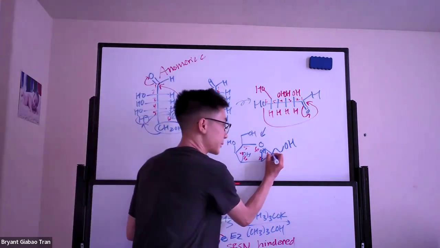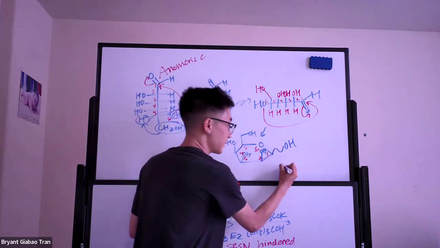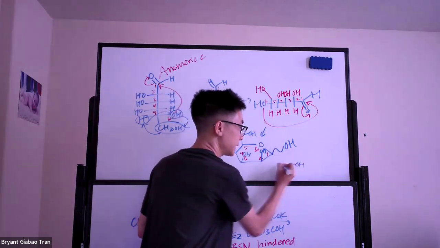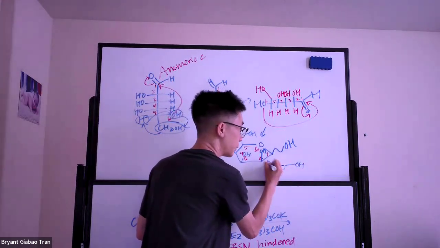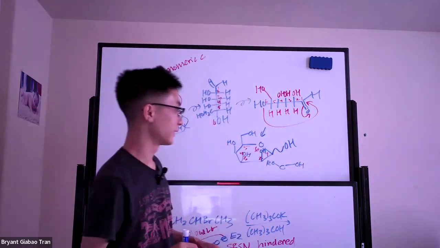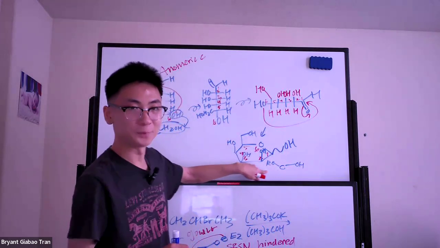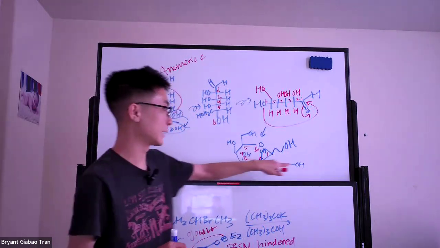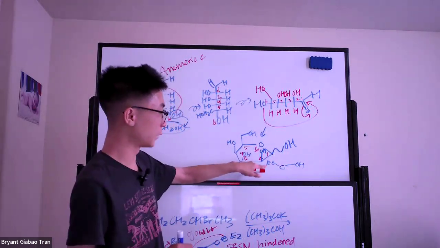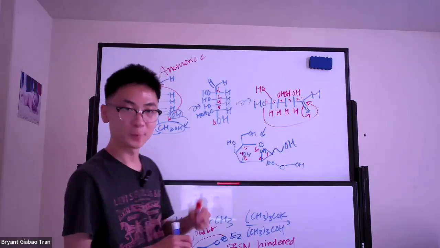Now, at this anomeric carbon right here, we see that there is an OH and an OR group. This is the OR group right there, right? This functional group right here, do you remember what this functional group is when we have an alcohol and an OR attached to the same carbon?